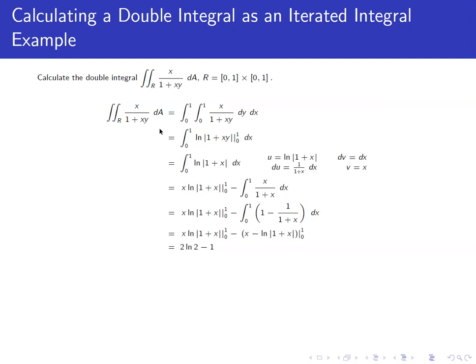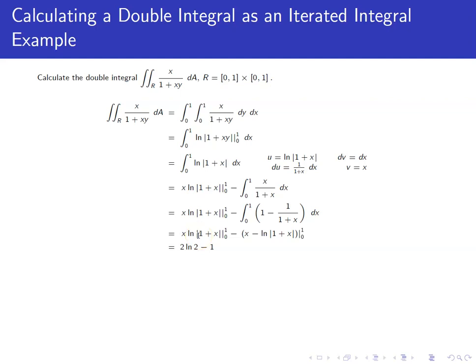So notice that if I let u equal the denominator, my du is exactly the numerator when I differentiate with respect to y. So an antiderivative for x over 1 plus xy is simply log of 1 plus xy. Evaluate that from 0 to 1. Notice that when you plug in 0 for y, you get natural log of 1, which is 0. So that term goes away. So the only thing we get is when we plug in 1 for y, which is natural log of 1 plus x.